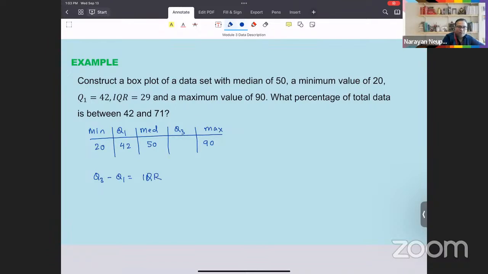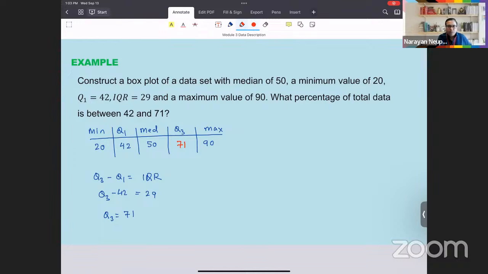They have not given Q3. They have given IQR, so IQR is 29. Q1 is 42. We don't know Q3. So basically what they are saying is, a number minus 42 is 29. What number minus 42 is 29? 71? Yes or no? So that means Q3 must be 71. That missing number must be 71 because the interquartile range is 29. So 71 minus 42 is 29. So Q3 is 71. If any of the values are missing, you can quickly find them like that, right?